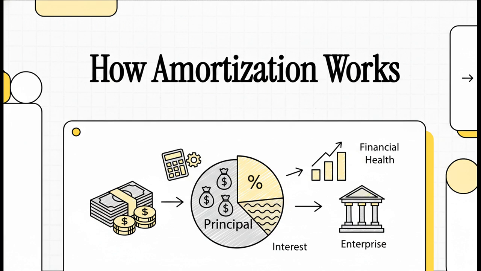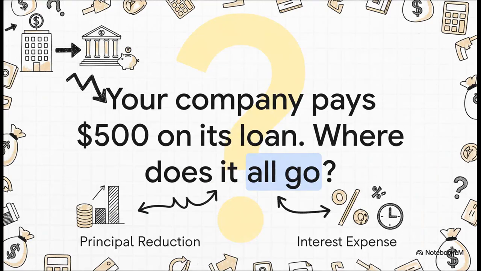It might seem simple, but trust me, a misunderstanding of this process, which we call amortization, can cause huge problems that ripple all the way through your financial statements. Understanding this isn't just about bookkeeping, it's about knowing the true cost of borrowing money, managing your relationship with lenders, and really protecting the financial health of the entire company. So let's jump in.